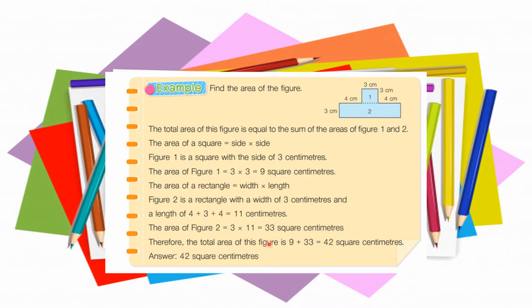Therefore, the total area of this figure is 9 plus 33 equals 42 square centimeter. So the answer is 42 square centimeter. Figure 1 is 9 square centimeter. Figure 2 is 33 square centimeter. Okay? So that is 9 plus 33, all in all is 42 square centimeter. Okay?